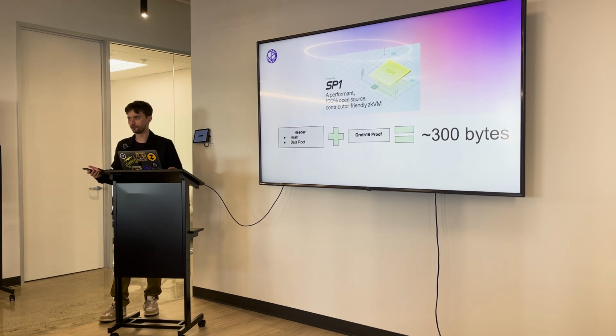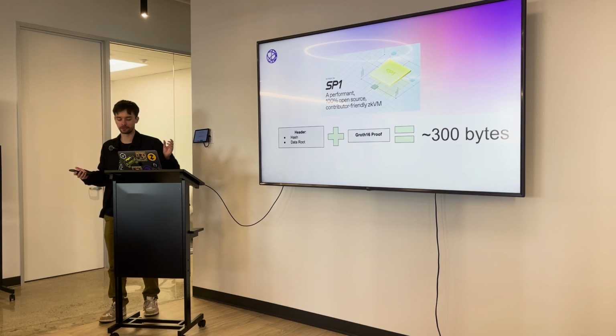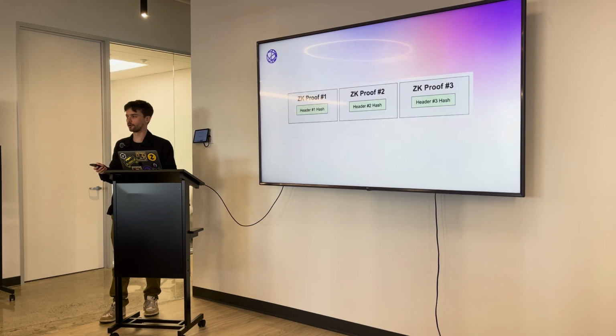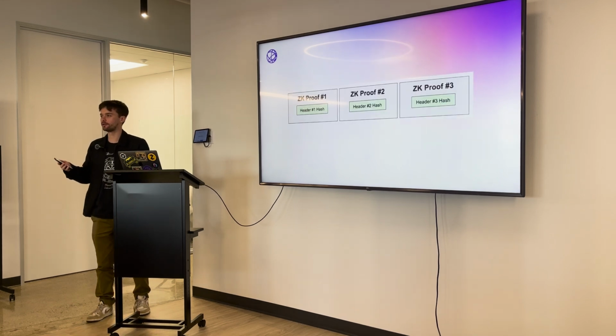So if you validate a header and you create a ZK proof of that, and you go all the way down to Groth16, which is the smallest kind of ZK proof that SP1 can give you, you end up with 300 bytes, which is quite a bit less than the 70 kilobytes. And when you have a giant chain of blocks, it really adds up. So we can just take a chain of these 300 byte proofs and verify that instead, right?